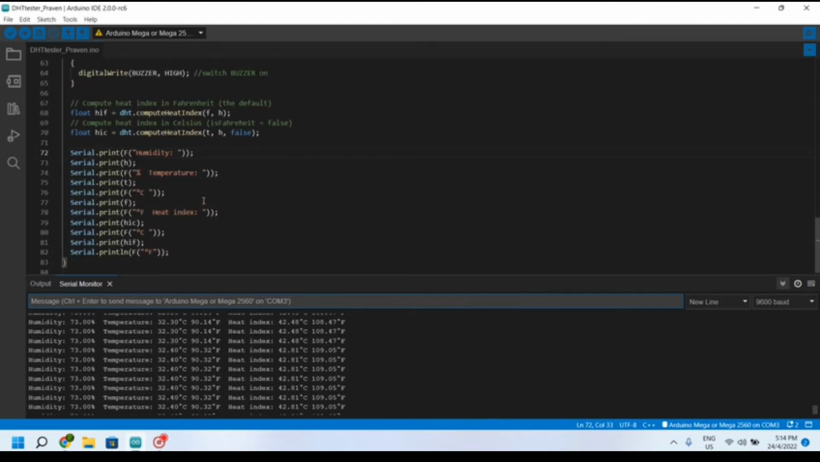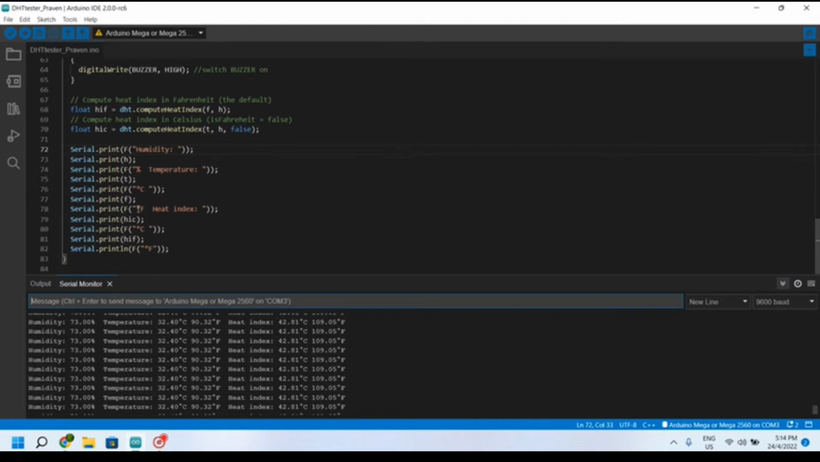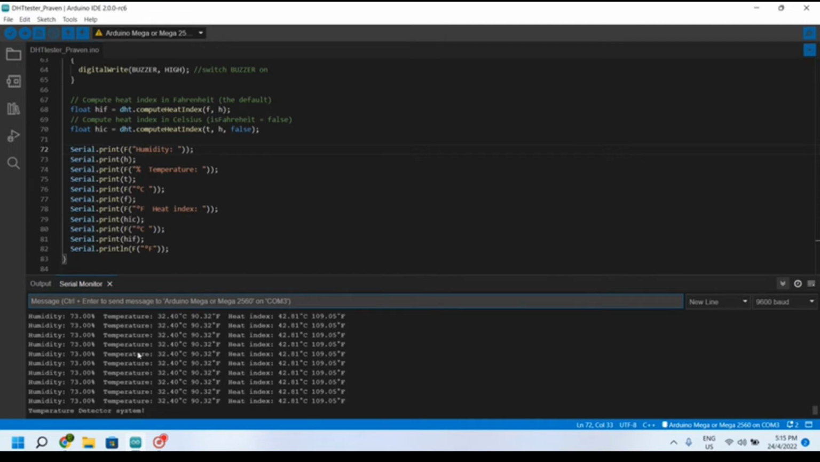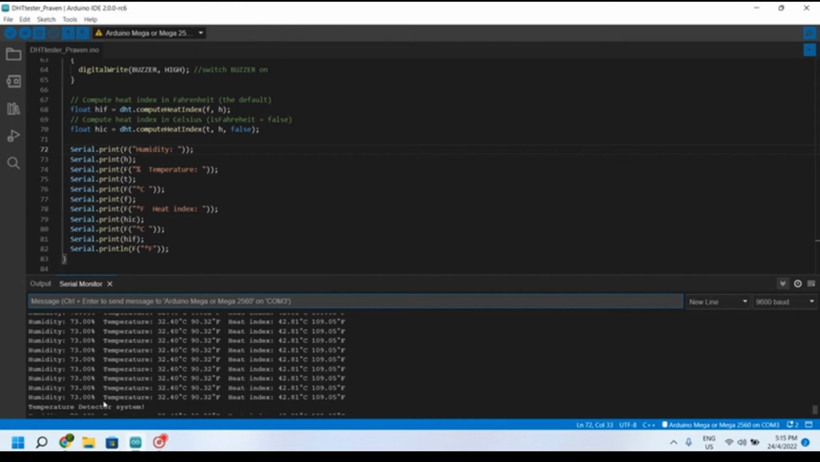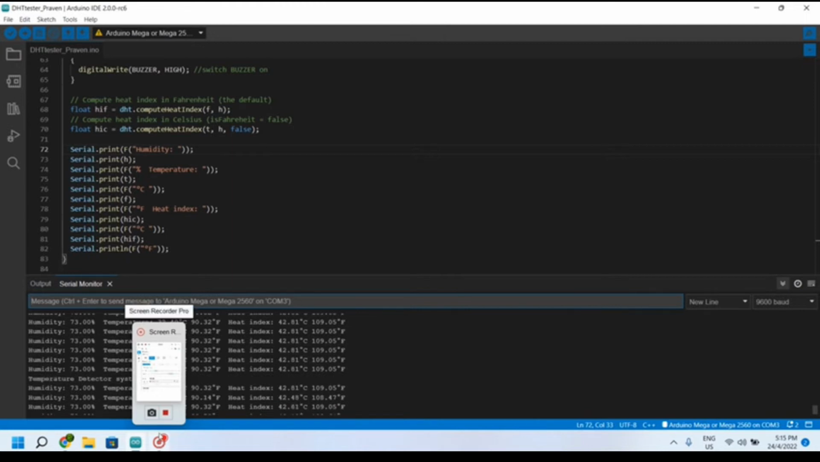And then finally, this is our coding for the output, the humidity and temperature. So now here, this is the output here. That's all.